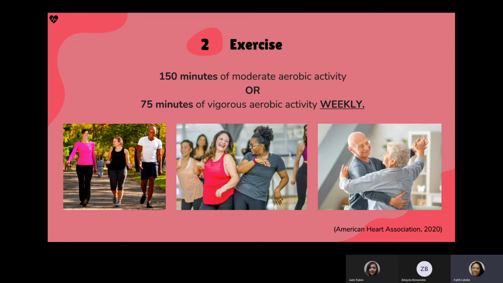Number 2, exercise. We want to educate and encourage patients to stay active. For most healthy adults, the Department of Health and Human Services recommends getting at least 150 minutes of moderate aerobic activity or 75 minutes of vigorous aerobic activity every week. This averages to about 30 minutes 5 times a week. Ways to move include walking, running, dancing, water aerobics, sports, yoga, leisure activities, anything to get the body moving, no matter what age.